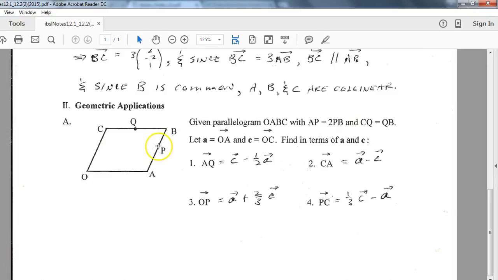Or what about PO? How would I get from P to O? I would have to go along this line to get from P to O. And so I would say it's negative 2/3 of C. Remember, you'd already have this labeled as 2/3 C, and that would really help. So I'm going to go negative 2/3 C minus A to get there.